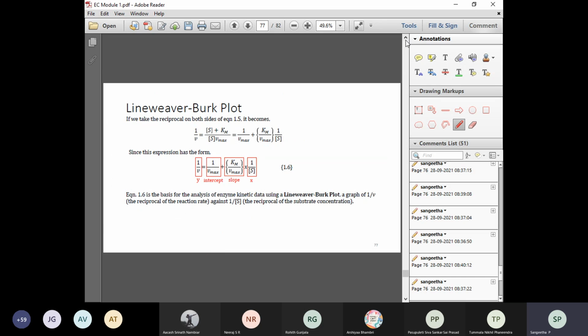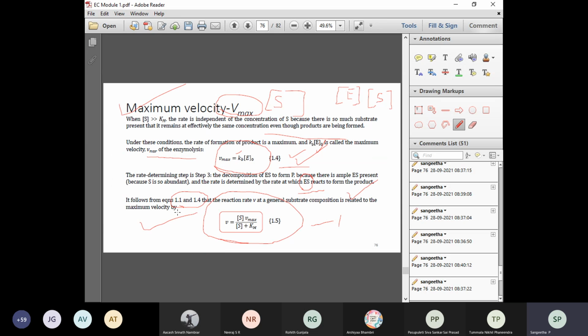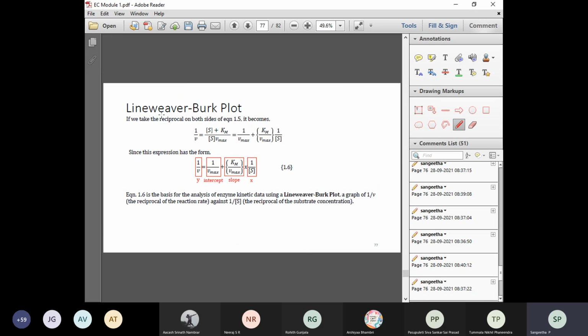Getting back to this maximum velocity, the reaction rate at a general substrate composition is related to the maximum velocity. I hope everybody has written this equation. Now getting back to the other plot, the Lineweaver-Burk plot: when you relate the Michaelis constant, your reaction rate as well as your maximum velocity, you'll get all these things overall.